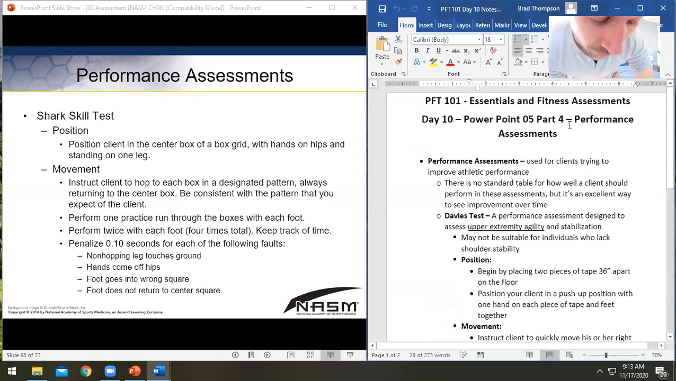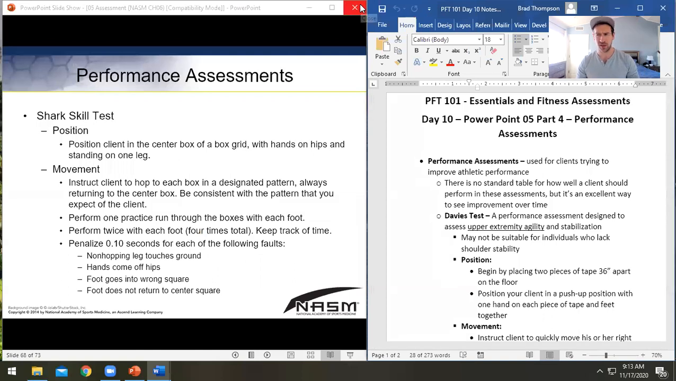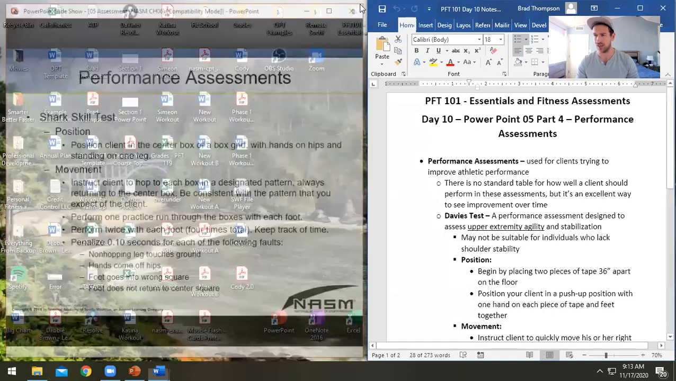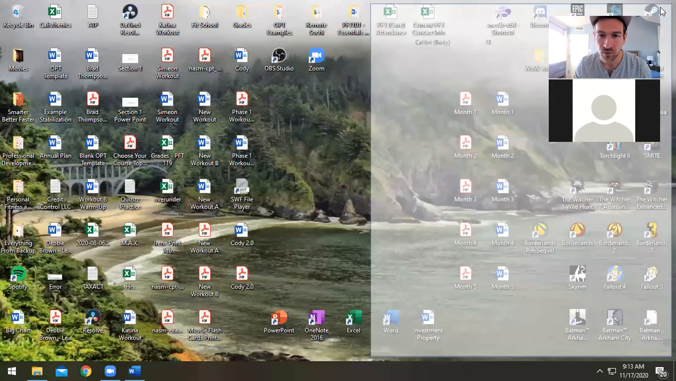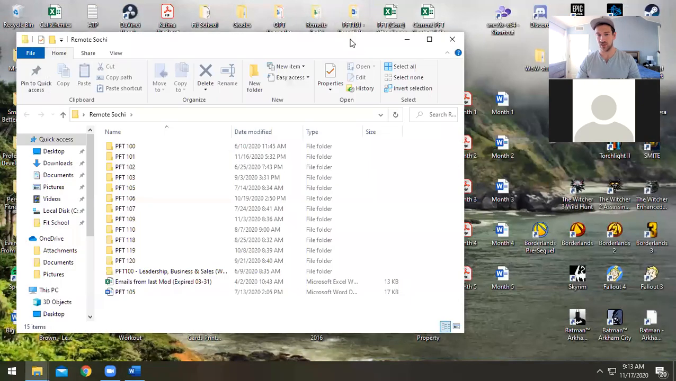I want to talk more about how to write programs for our clients, based on fitness assessments and stuff. So do we have any questions about the performance assessments today before we get out of PowerPoint land and go into program writing land? No, they're pretty self-explanatory. Like I said, this is small content today, but if there are any questions, let me know.